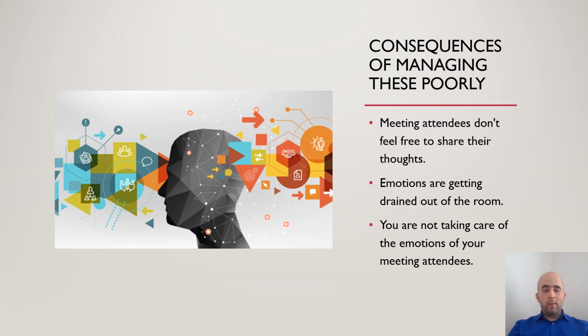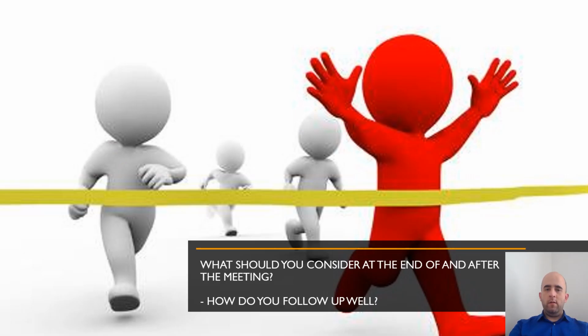There are consequences to managing these things poorly. When you have negative people, emotions drain. It's just much harder to be in a stressful environment than a happy environment. When you have negative people, people don't want to share. People don't want to participate because they're dealing with that negative person, and then you'll have less inclusion of different ideas, different meeting perspectives, etc.